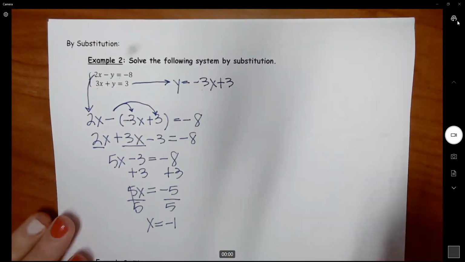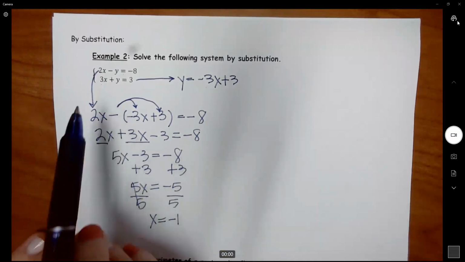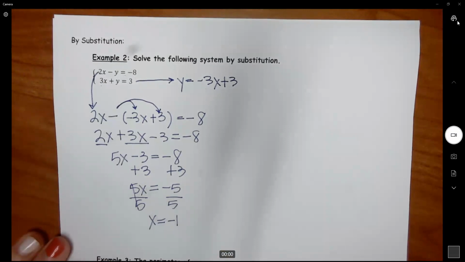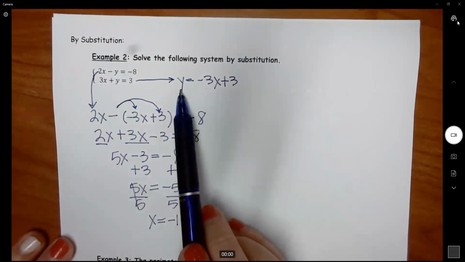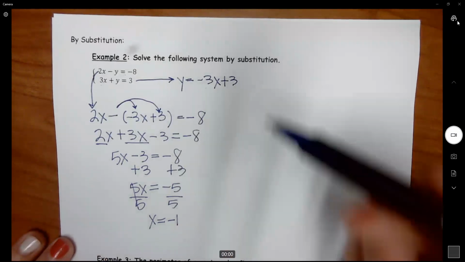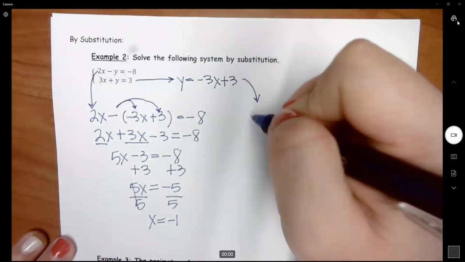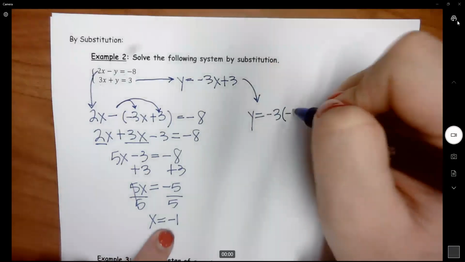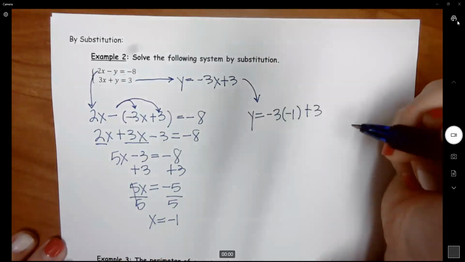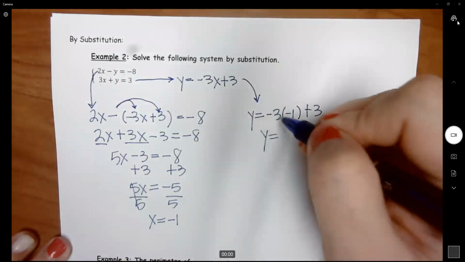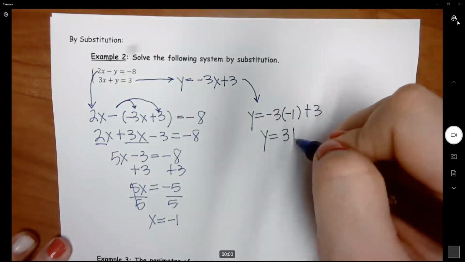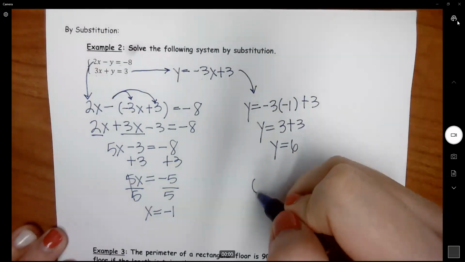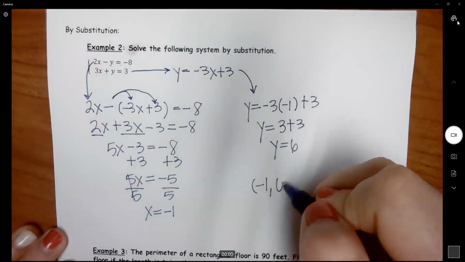So now take your equation and plug this back in. You can plug this into the top one or the bottom one. You're going to get the same answer. The easiest one to plug it back into is where that variable is already solved. So I'm now going to take this equation here and say y equals -3 times x, which is -1, plus 3. Negative times negative is a positive 3. And so here y equals 6. So my ordered pair is -1, 6.